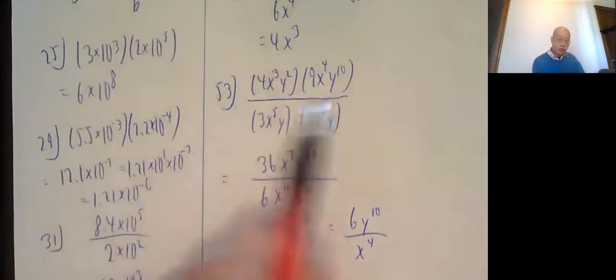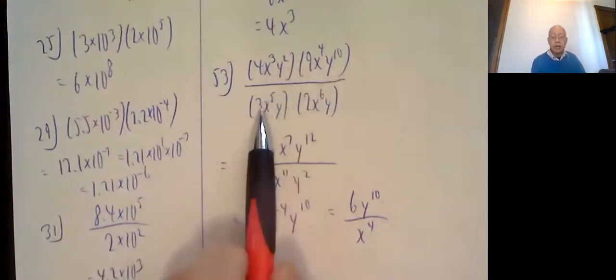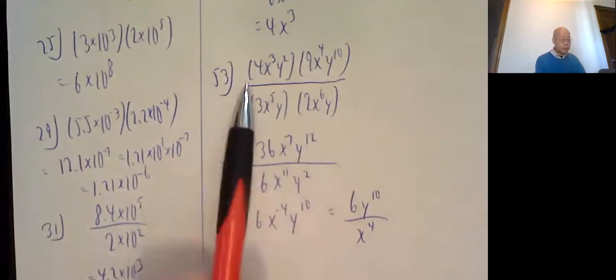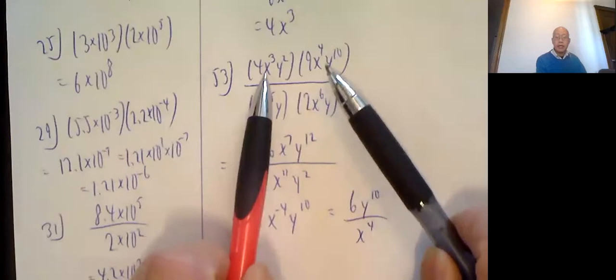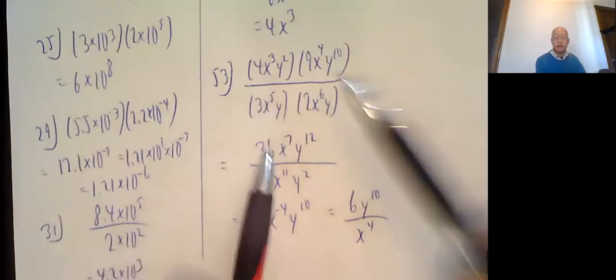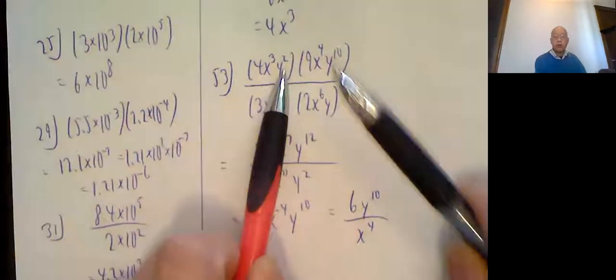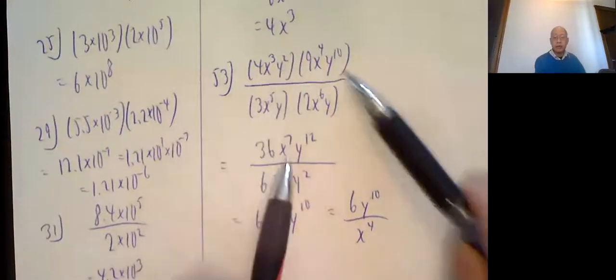And finally, 53, there's so much stuff. I'll clean up the top and then clean up the bottom. So look only at the top. 4 times 9 is 36. X cubed times x to the 4th, add the exponents, x to the 7th. Y squared, y to the 10th, add the exponents, y to the 12th.